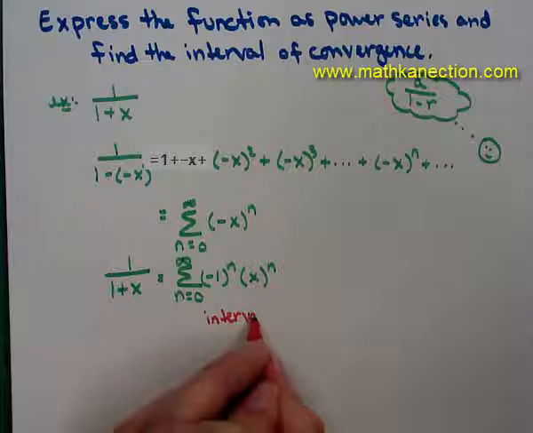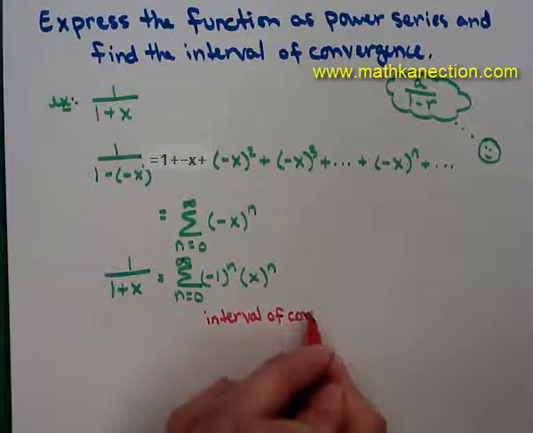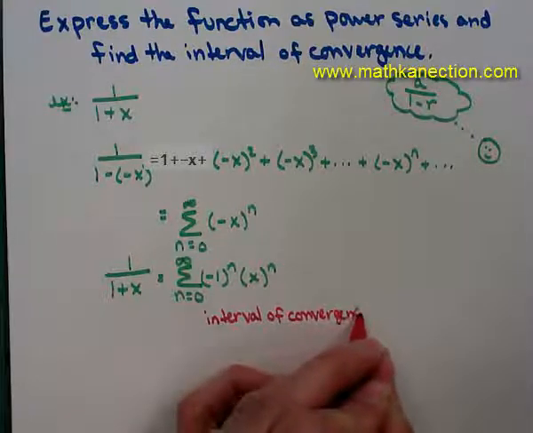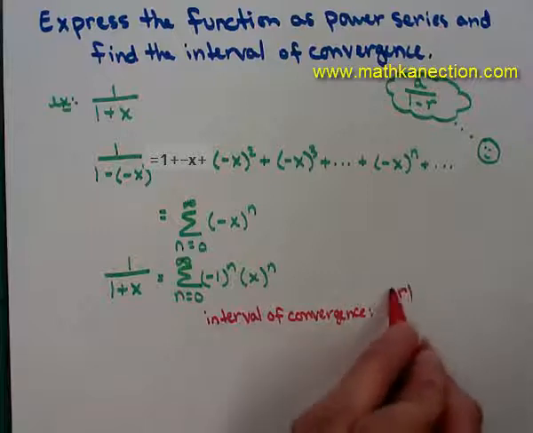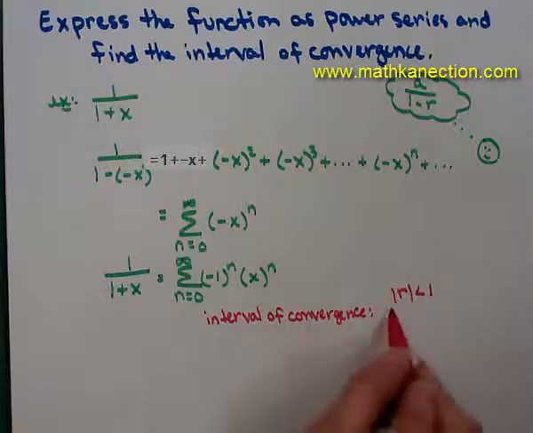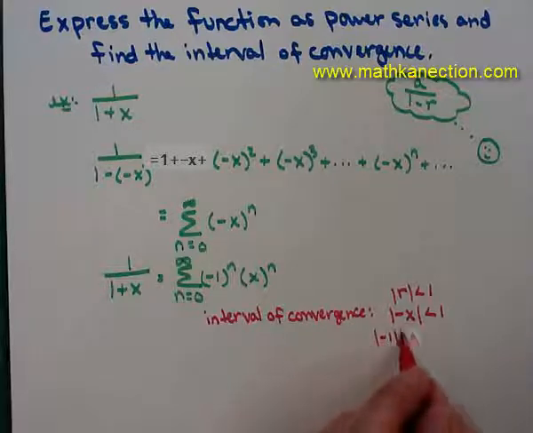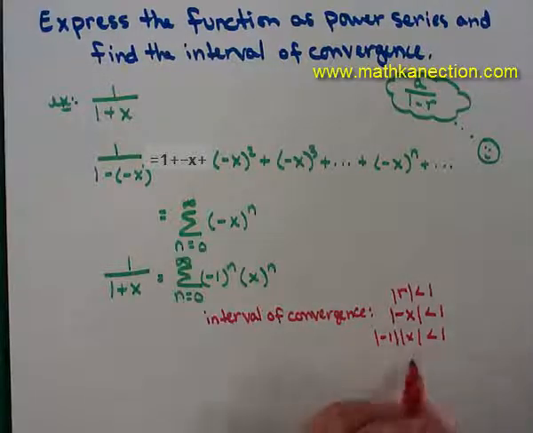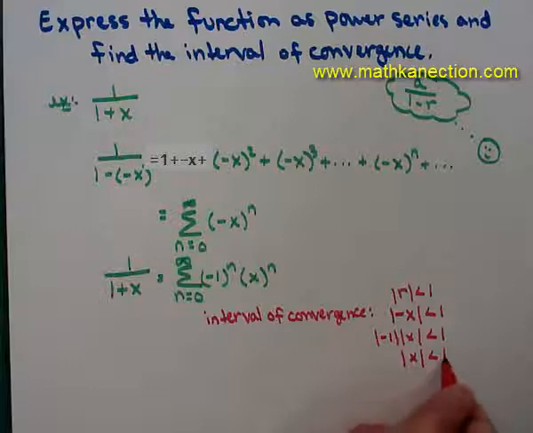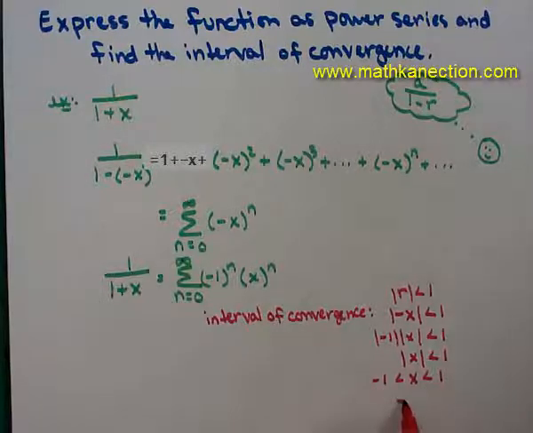And then to get the interval of convergence, the absolute value of the ratio is less than 1. That will make the series converge. So we take the ratio, which was negative x, absolute value is less than 1. To simplify that, the absolute value of x is less than 1, and so x is between 1 and negative 1. And so the interval of convergence is negative 1 to 1.